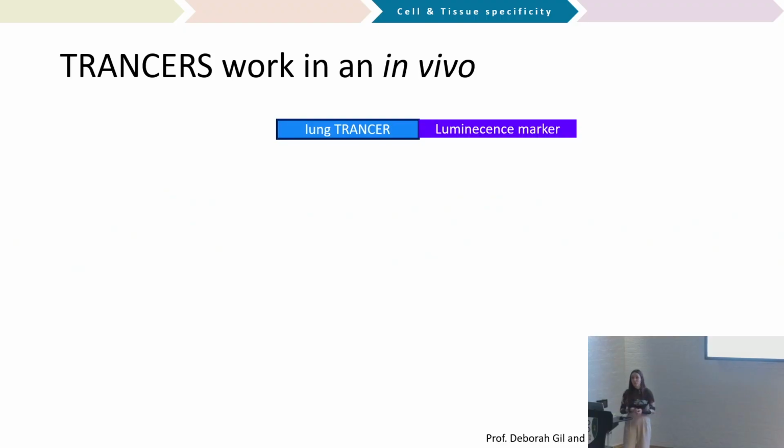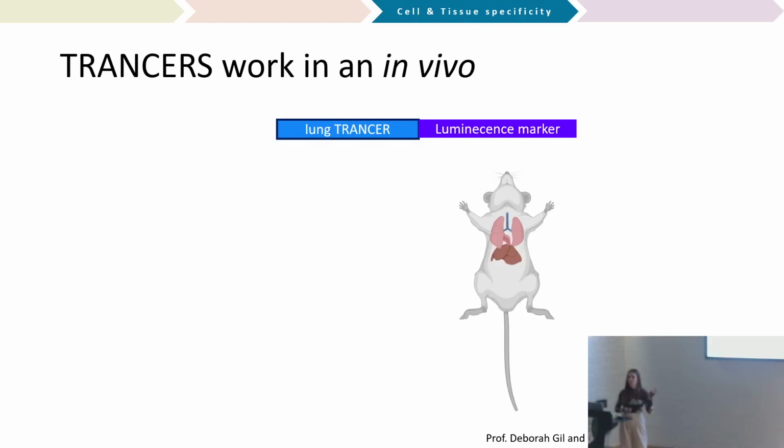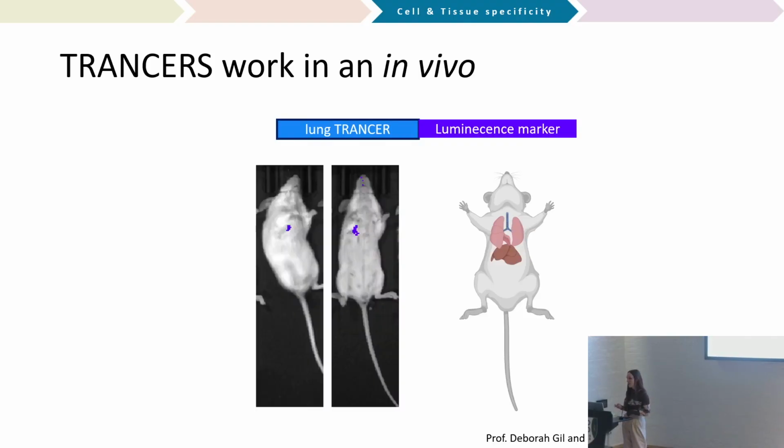Given that zebrafish are not all that related to humans, we also wanted to perform some experiments in more closely related model organisms, such as mice. And so in this case, I selected a lung-specific enhancer, and I linked it with a luminescence marker. This is just a diagram to show you what the lungs are within a mouse model. And in this image, you can see the blue luminescence marker expressing in the lung of a mouse.